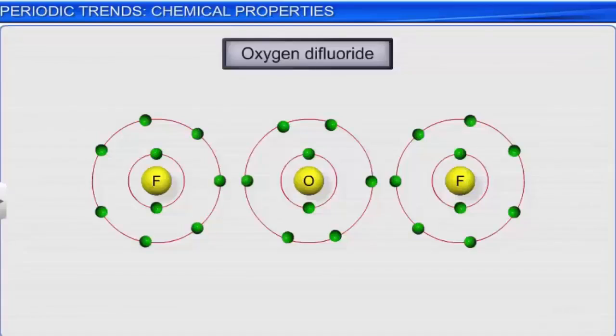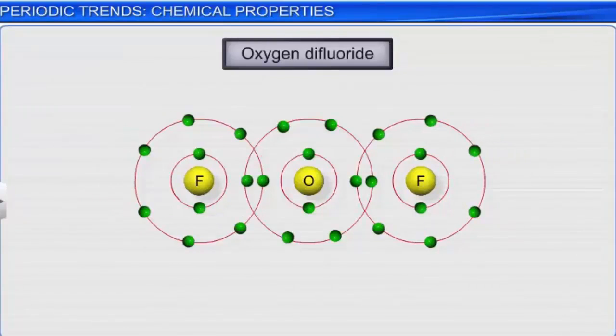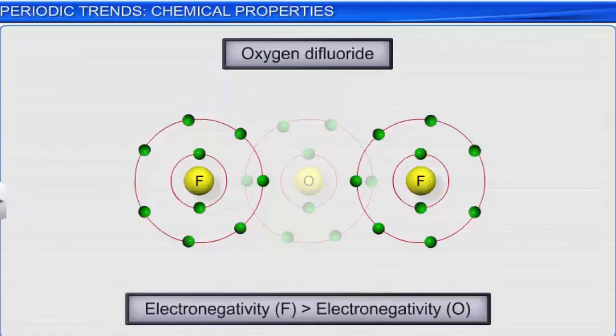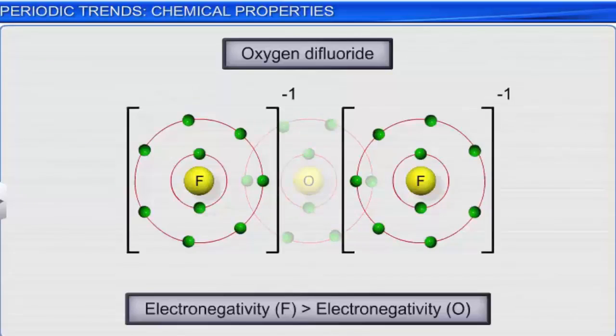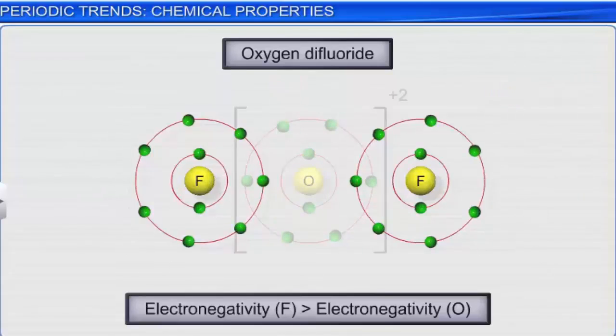Now, let's take the case of oxygen difluoride. Recall that fluorine is the most electronegative element on the Pauling scale, and therefore has a greater electronegativity than oxygen. Therefore, when fluorine combines with oxygen, the two fluorine atoms show an oxidation state of -1 each, and oxygen shows an oxidation state of +2.